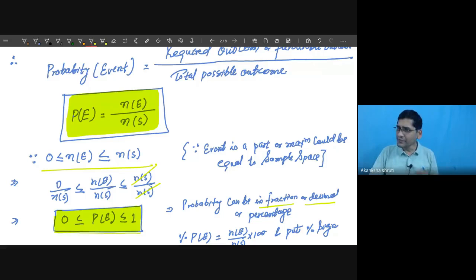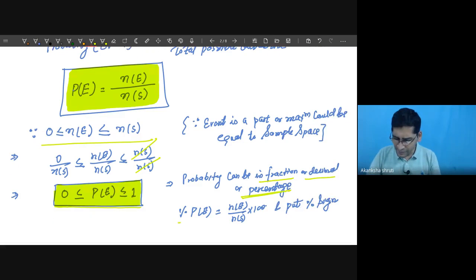There is another way of expressing this decimal or fraction, which is called the percentage. How do we get that percentage? This means the percentage probability can also be expressed. So the percentage is obtained by multiplying the given fraction by 100. It's so simple. Therefore, for expressing the probability in terms of percentage, I have to multiply this ratio by 100, and surely we have to put the percentage sign together.